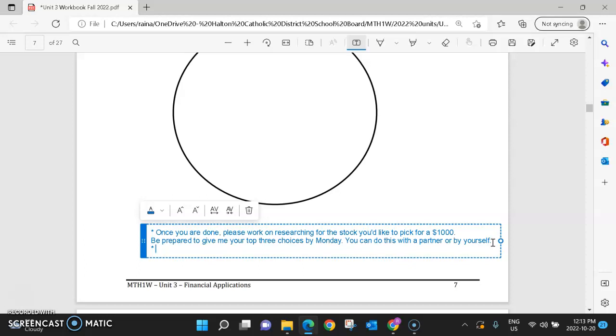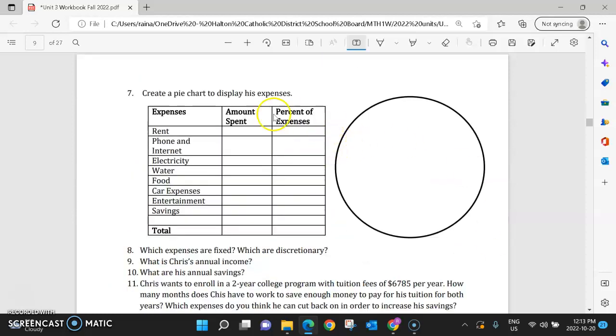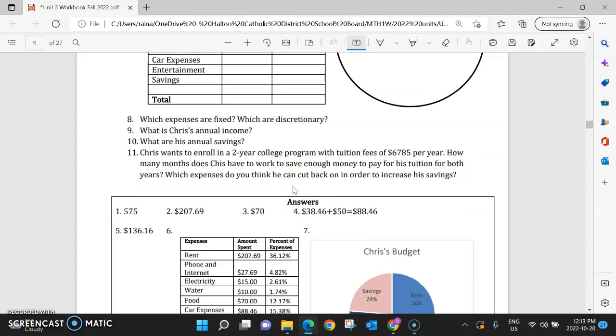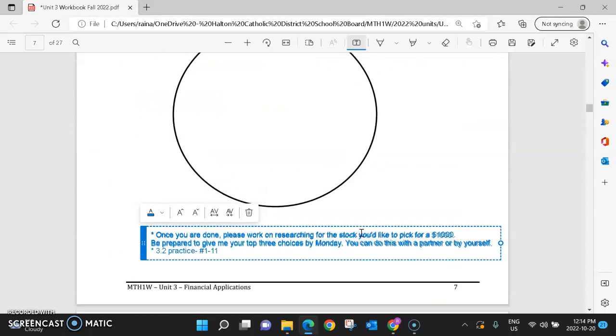After you're done that, you are welcome to work on your 3.2 practice questions. I believe you have to complete numbers 1 to 11. So it's all of them on there. If there's any that require you to use Excel, I think this one here needs you to create a pie chart. Don't worry about creating a pie chart. Just do the amount spent and the percent of expenses that you can do, okay? We'll do the pie chart stuff on Monday when I return.